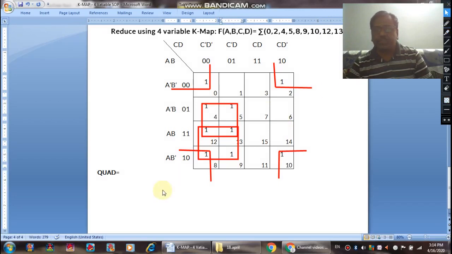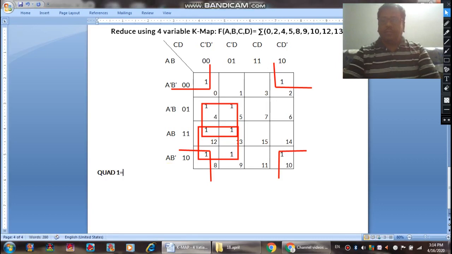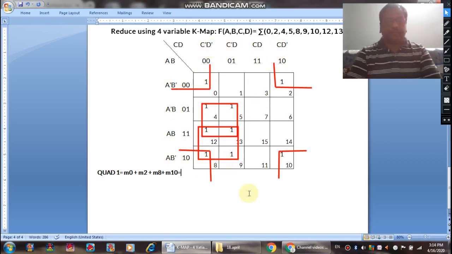Now we will directly come to the solution. Is that clear now? We have quad 1. In the quad 1 we are taking M0 plus M2 plus M8 plus M10. The answer for this will be from the left hand side A bar B bar, A bar B, A B bar, B bar is same. From the top it is C bar C and D bar is same. That means the answer for the first quad will be B bar D bar.